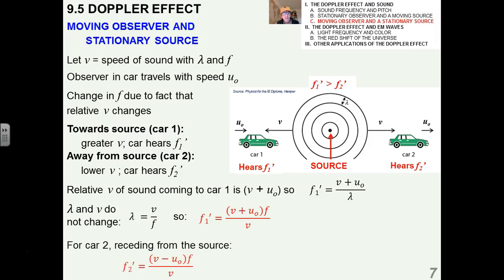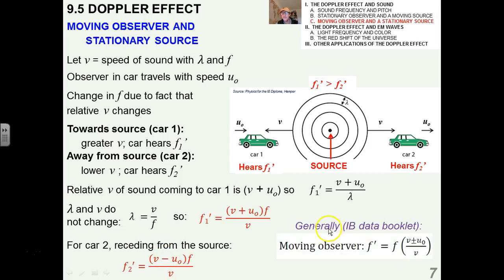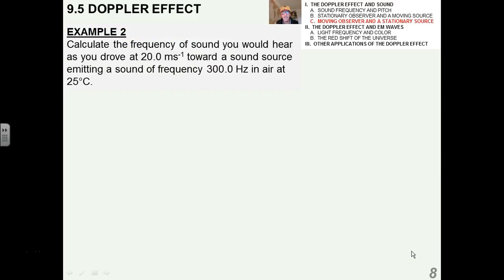All right. Now, for car 2, receding from the source, we have a different situation where the algebra is similar, but we have a minus sign up top. And in the IB data booklet, this is what they give you, okay? f prime, which is the frequency of the sound as heard by a moving observer, is the original frequency times the quantity, the speed of sound plus or minus the speed of the observer, divided by the speed of sound in the air, okay?